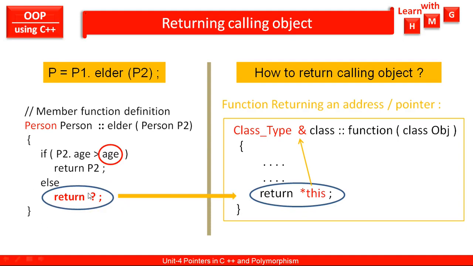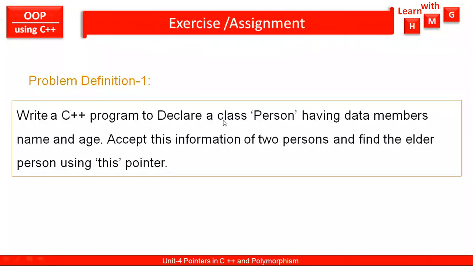return the calling object. Now the answer is in front of you, that is you have to return the calling object in terms of this pointer, like return *this. Okay, so this is the solution for writing a member function which returns the calling object. Let us implement this particular concept of returning the calling object by writing a complete C++ program.